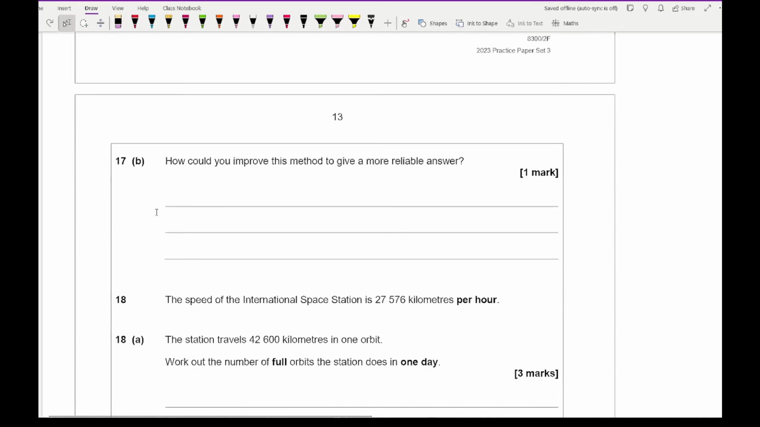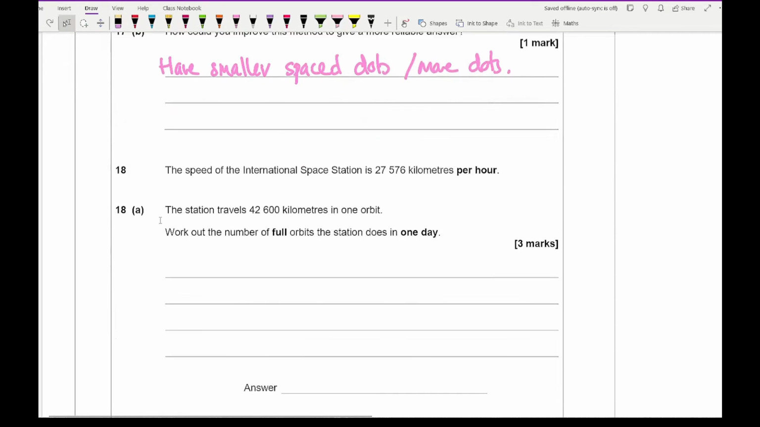It then says, how could you improve this method to give a more reliable answer? So for this, there's a couple of different answers you could give, but I would say the most common answer is going to be to have smaller spaced dots. In other words, or more dots. So any of those would be absolutely fine.